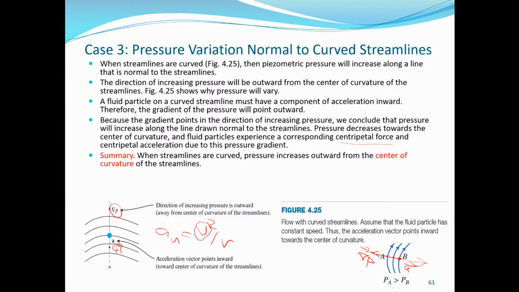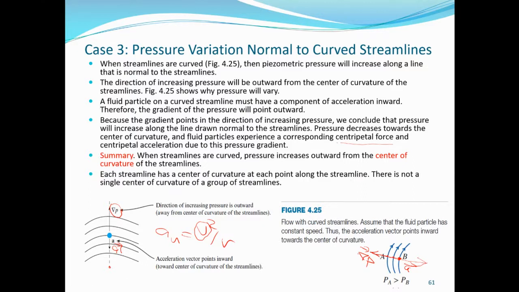So summary: when streamlines are curved, pressure increases outward from the center of curvature, while the normal acceleration increases inward, towards the center of curvature, in the opposite direction to the pressure. Okay?